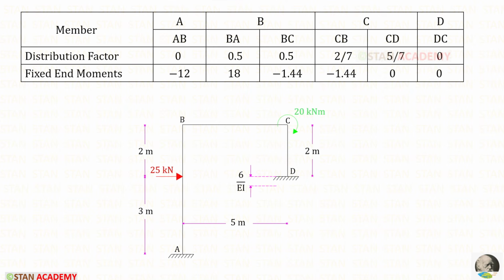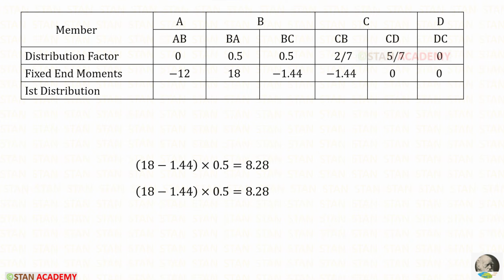We can start making the table. In the table first we have to enter all of the members, then the distribution factors, then the fixed end moments. Let us start the first distribution in the joint B. For that we have to add these two and then multiply with the distribution factors. Both the distribution factors are same, so for both of them we will get the same value, and we know that if we get positive we have to write as negative.